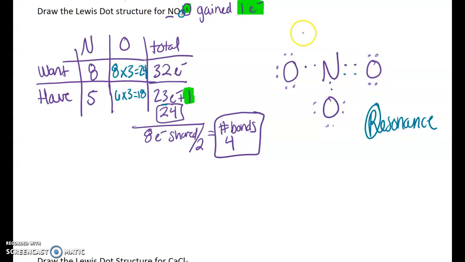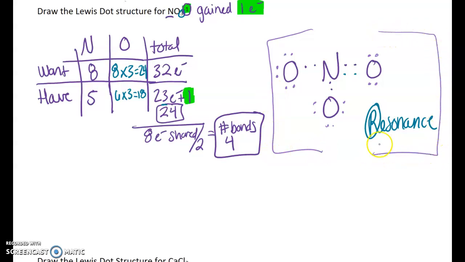Last but not least, because it has a charge, I need to take some brackets, put them around the whole thing, and put a -1 charge to show that there was an electron gained by the entire molecule. And that's it: drawing Lewis dot structures for a polyatomic ion and also what it means to have resonance in a drawing.